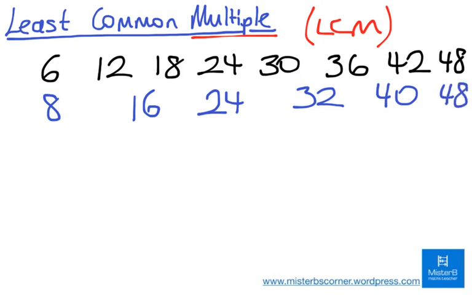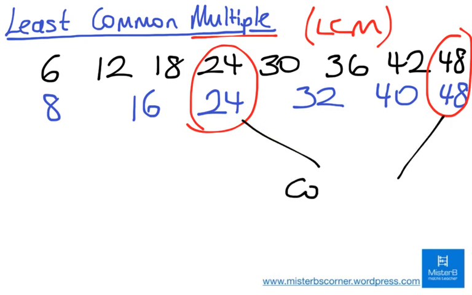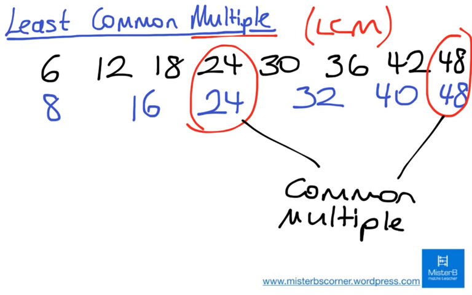Now probably you noticed that we hit the same number while writing the multiples of these two numbers, 6 and 8, and also we hit the same number here. Now this is called the common multiple. So these are common multiples, right? Because they are multiples of the numbers and they are common, they are the same, right?